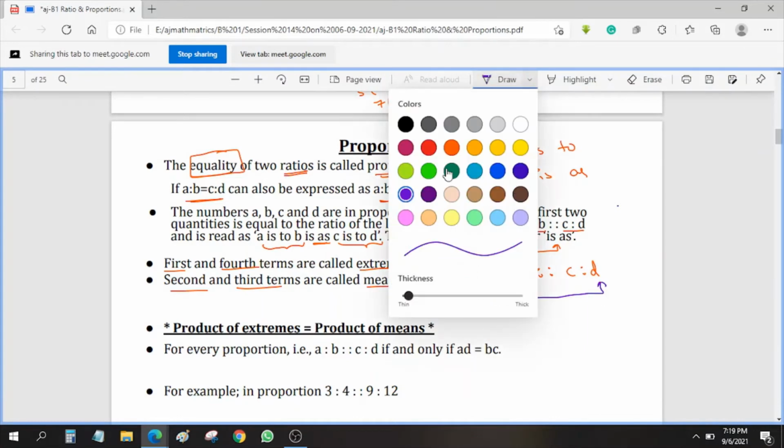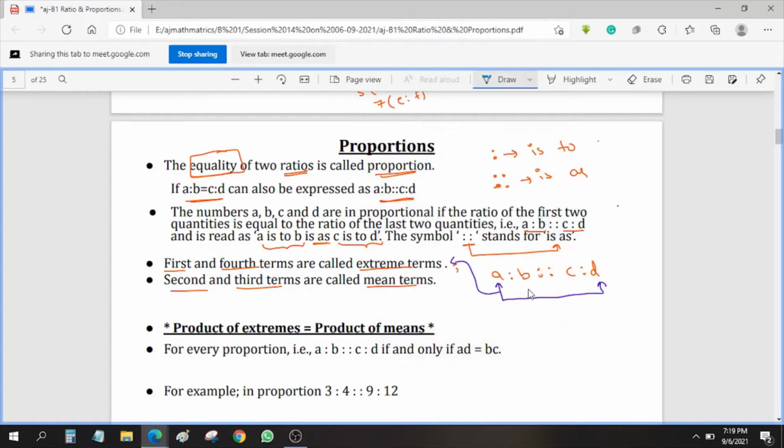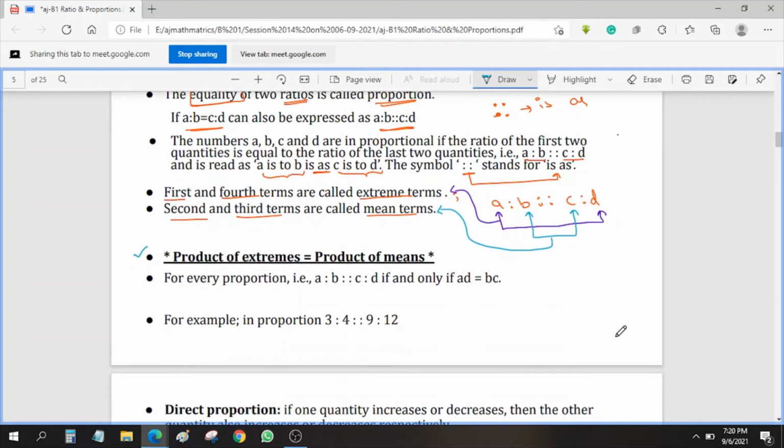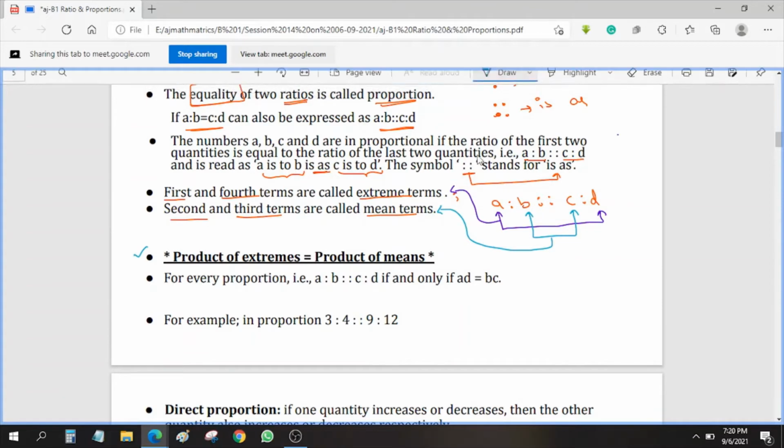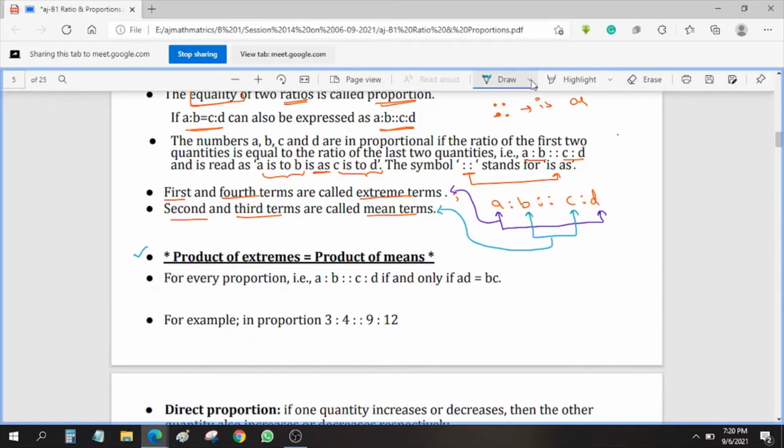When it comes to the second and third, which are B and C, these B and C we call mean terms. And we have a formula for that also: the product of extremes is equal to the product of means. You just remember this formula. For every proportion, the product of extremes equals the product of means.